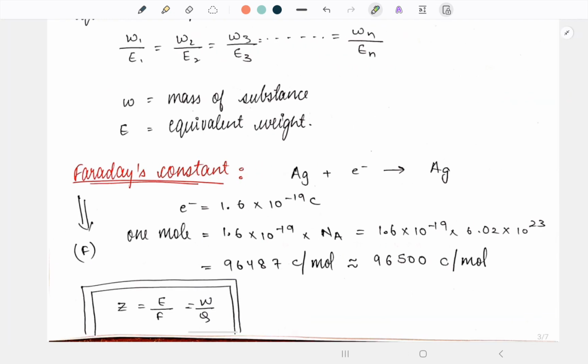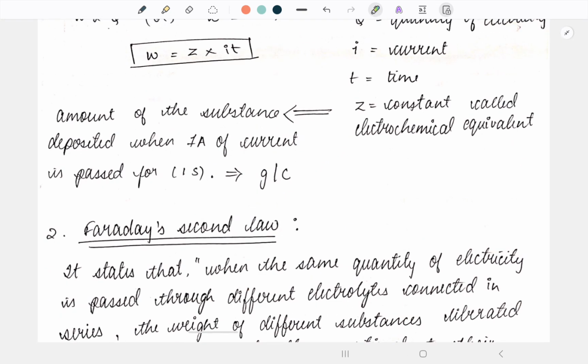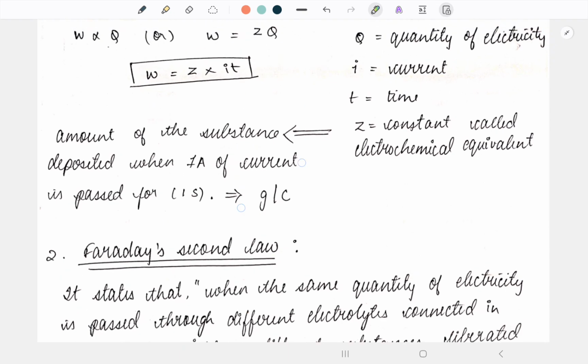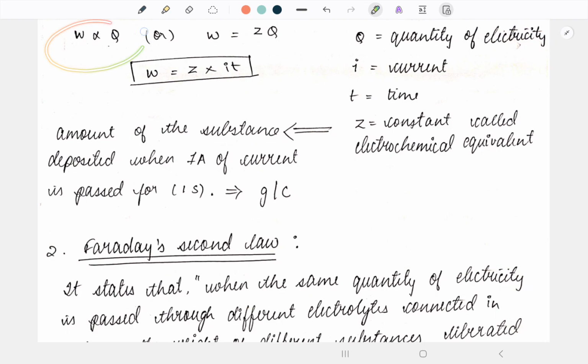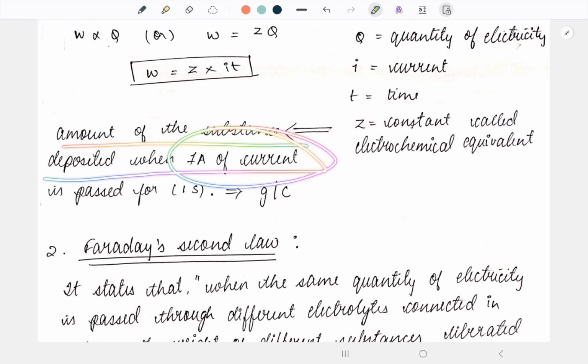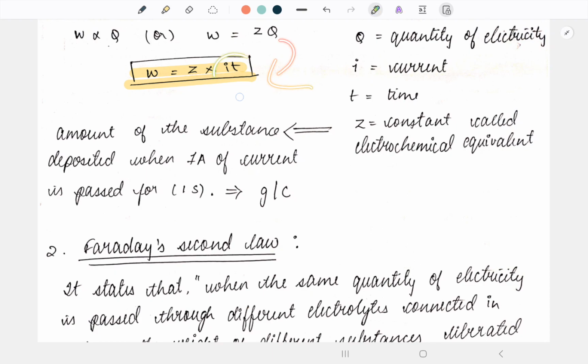So here we take W to be the weight of the substance, while Q is the charge which is passing. So here W is directly proportional to Q, and when we remove the proportionality sign, we get a constant Z, which is called the electrochemical equivalent, which is the amount of substance deposited when 1 ampere of current is passed for 1 second. So we get the final formula W = Z × I × t, where we can write Q to be I into t.